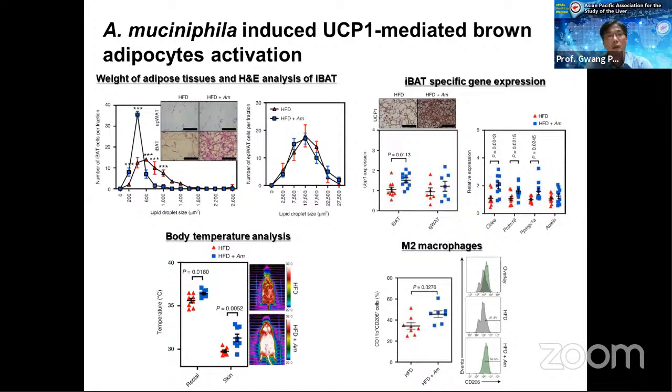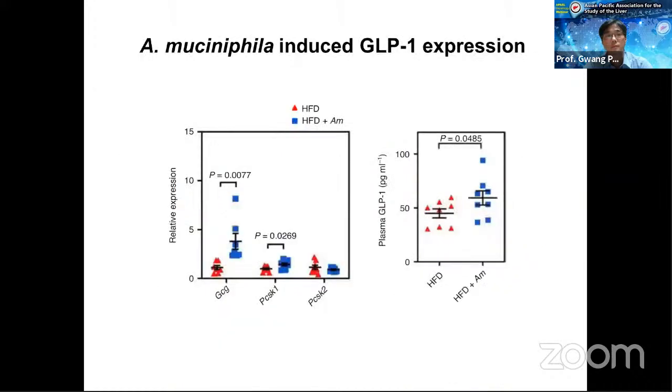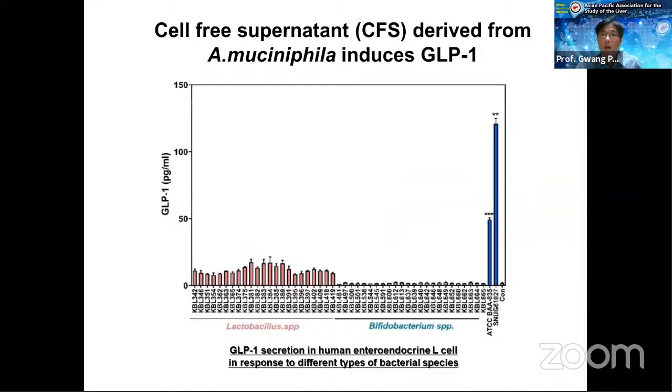At the same time, it changed body temperature, with a slight increase in body temperature, and the M2 macrophages. And we also found that Akkermansia muciniphila induced GLP-1 expression. So administration of this particular microbial species increased GLP-1, we found.